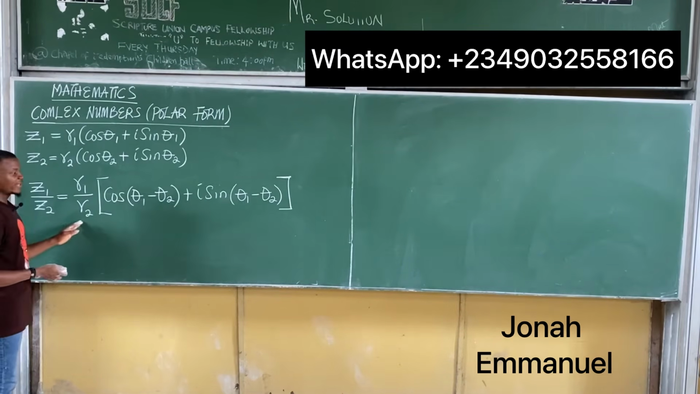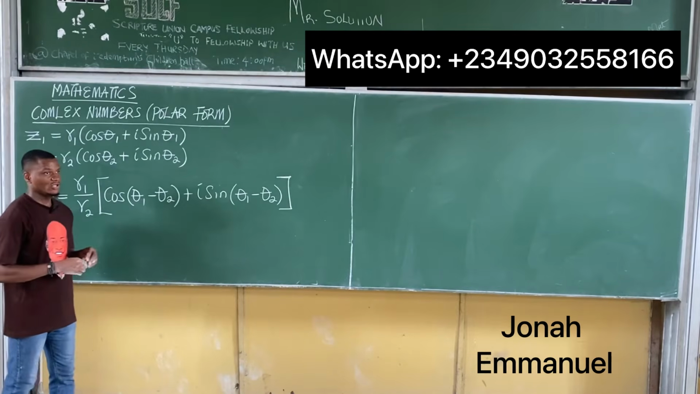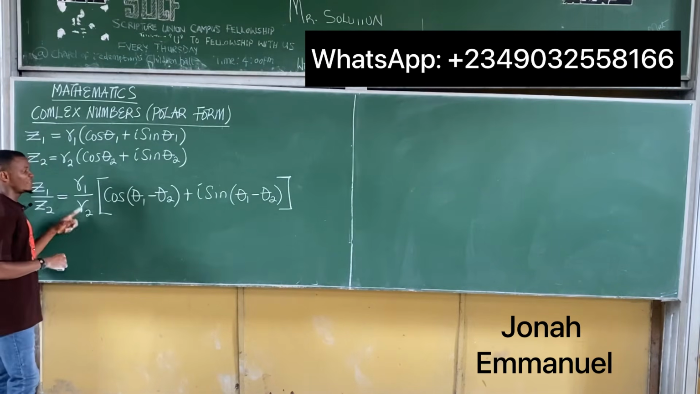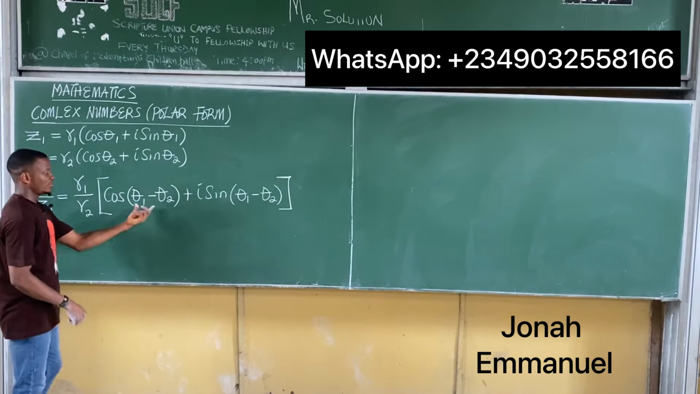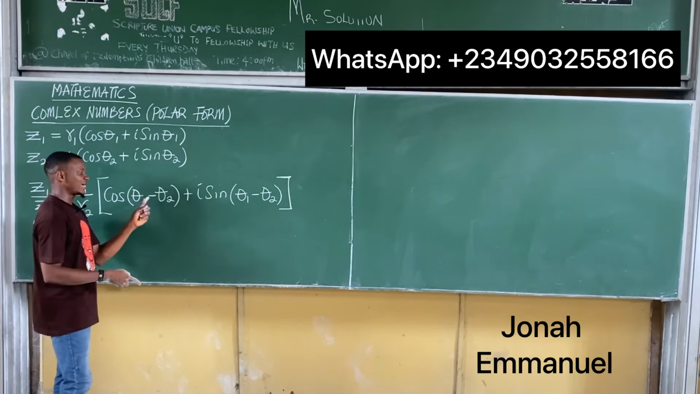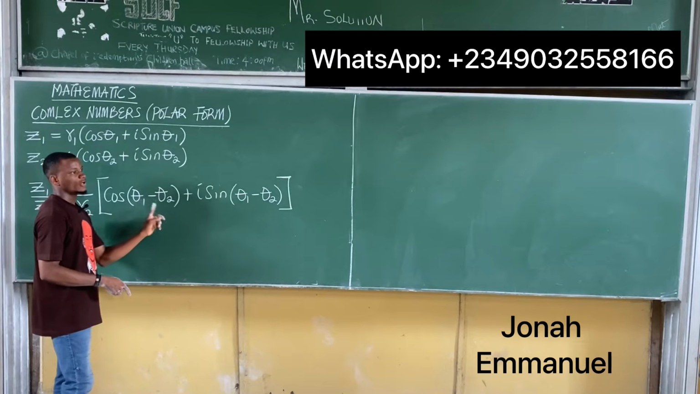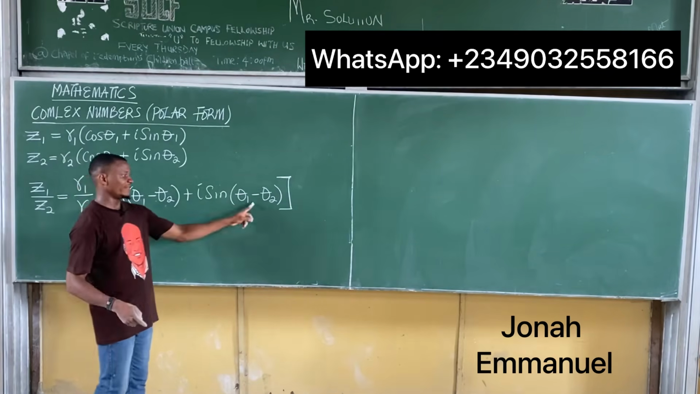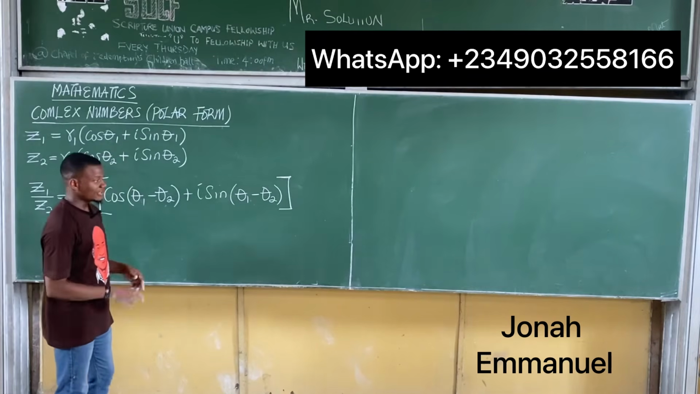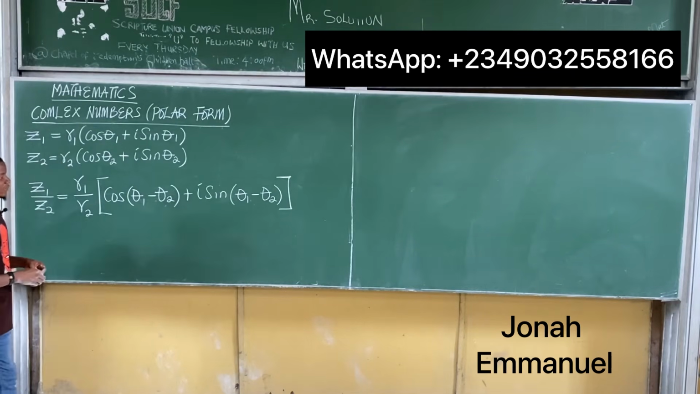It's kind of similar to multiplication, just that for multiplication, I'm multiplying the moduli, but for division, I'm dividing them. For multiplication, I am adding the angles, or the arguments. For division, I'm subtracting the angles and not adding them. So that's how this works.